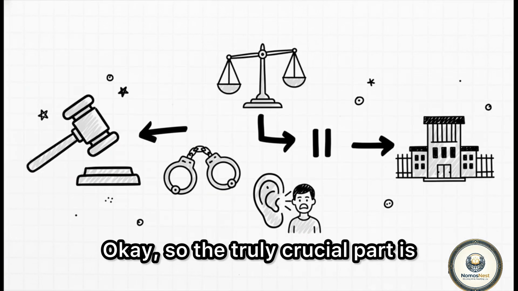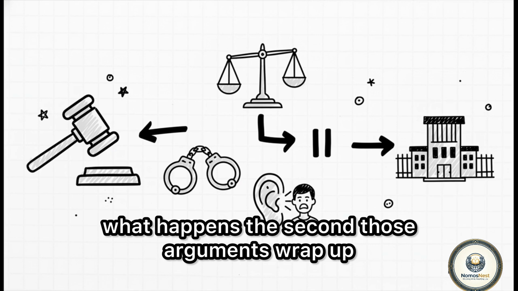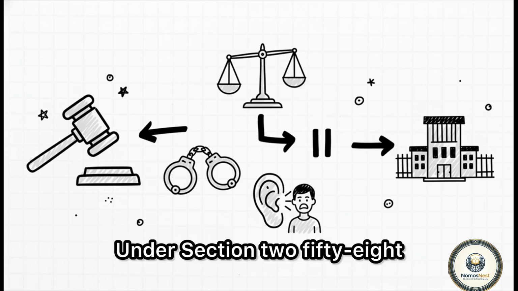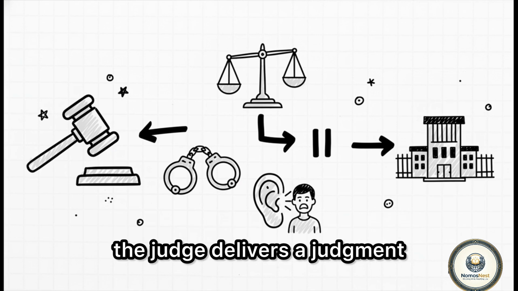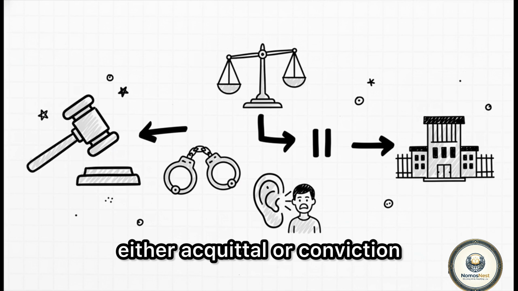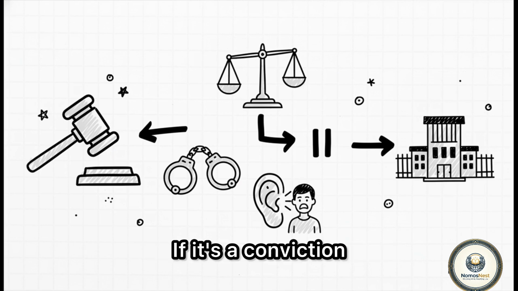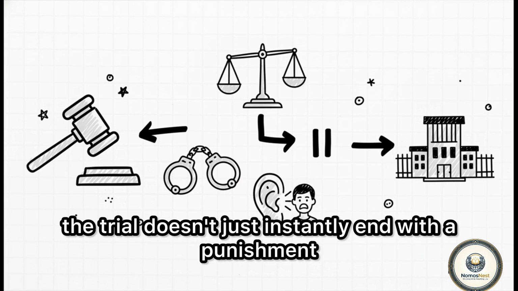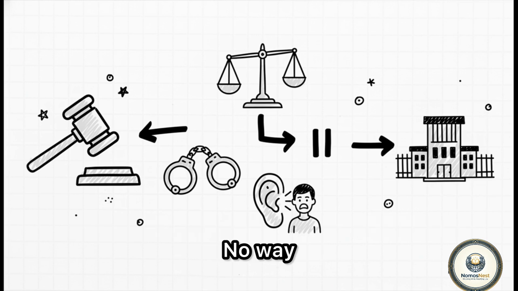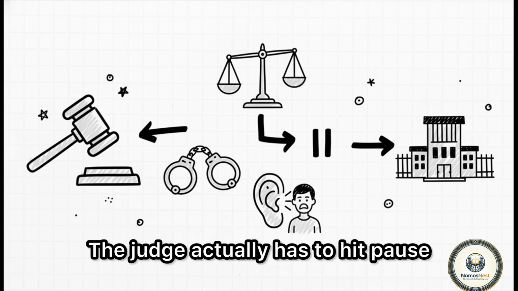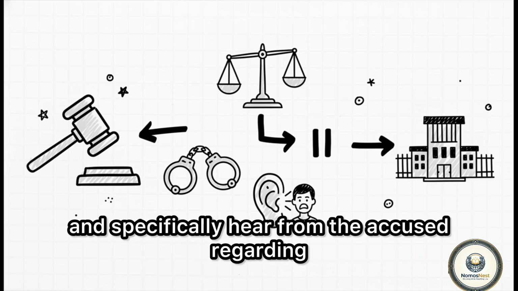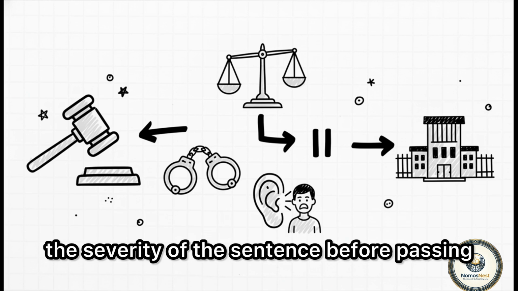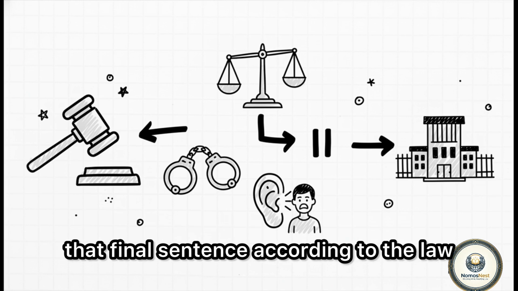Okay, so the truly crucial part is what happens the second those arguments wrap up. Under Section 258, the judge delivers a judgment, either acquittal or conviction. But here's the catch. If it's a conviction, the trial doesn't just instantly end with a punishment. No way. The judge actually has to hit pause and specifically hear from the accused regarding the severity of the sentence before passing that final sentence according to the law.